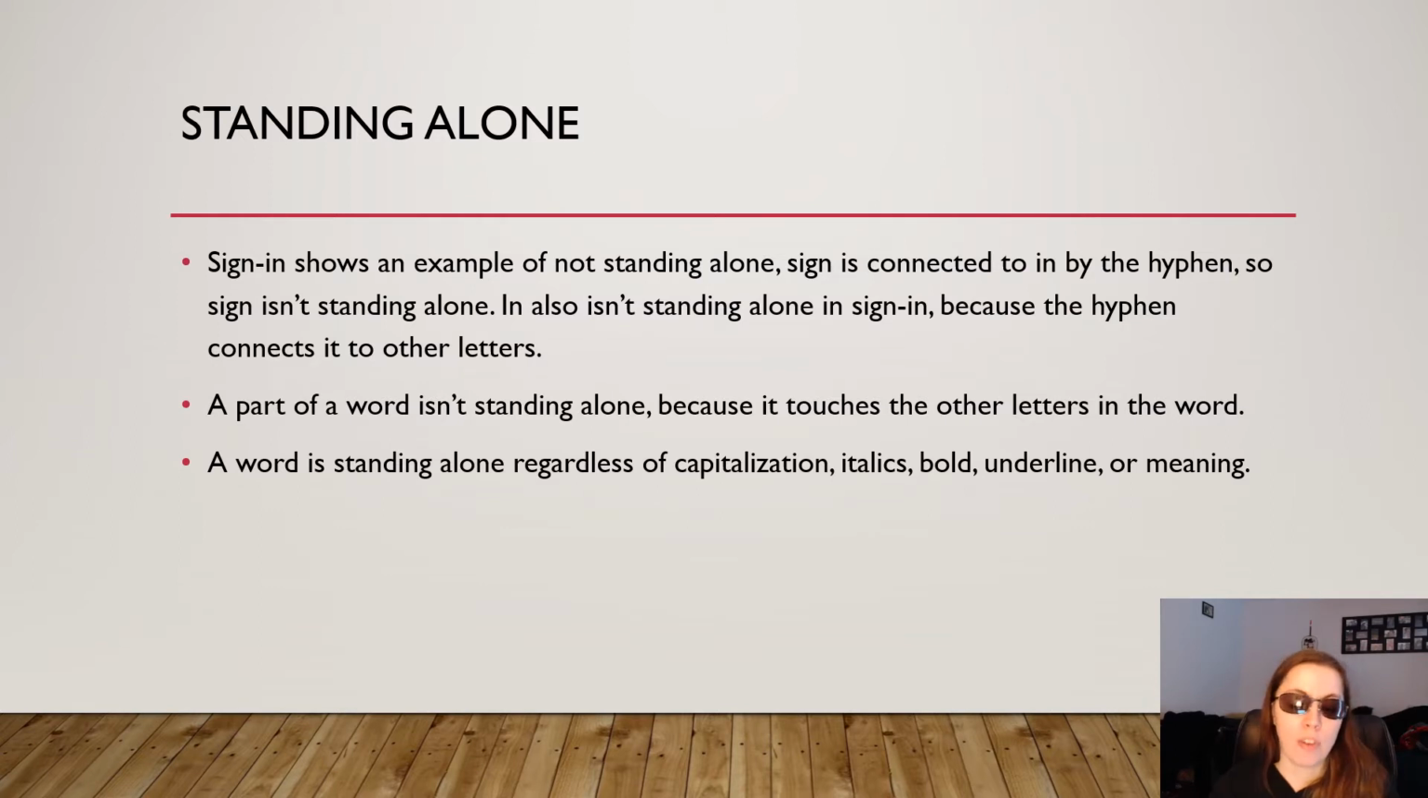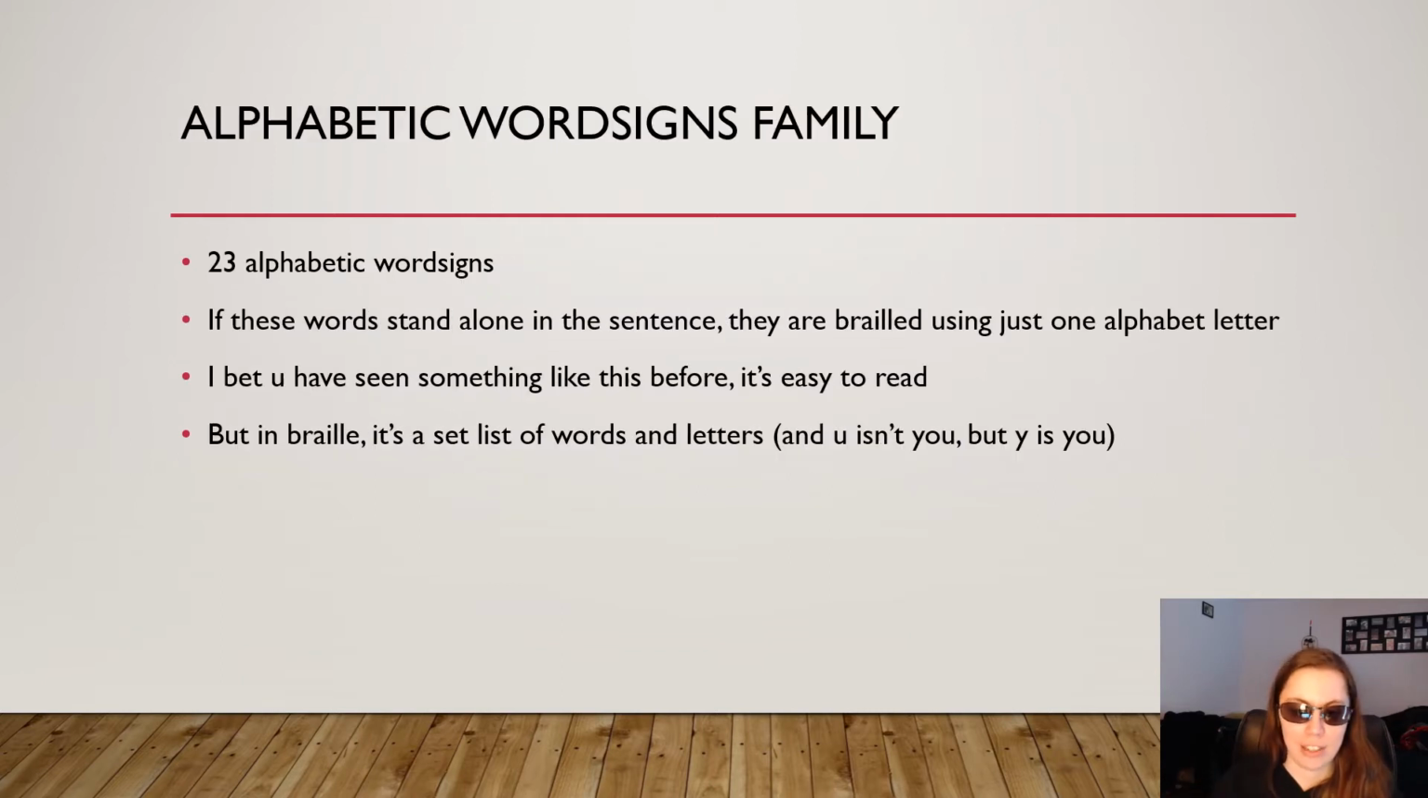A part of a word also is not standing alone, like the letters O-N-E in the word alone. O-N-E is the word one. The word one is not standing alone in alone because it's touching the A and the L. It's touching the other letters in that word. So a word can be standing alone regardless of its capitalization, italics, bold, underline, or its meaning, as long as it's the whole entire word and it's not touching other letters, specifically letters.